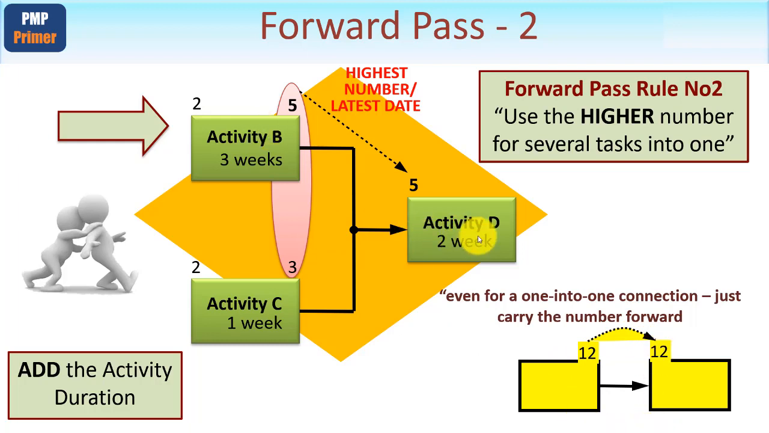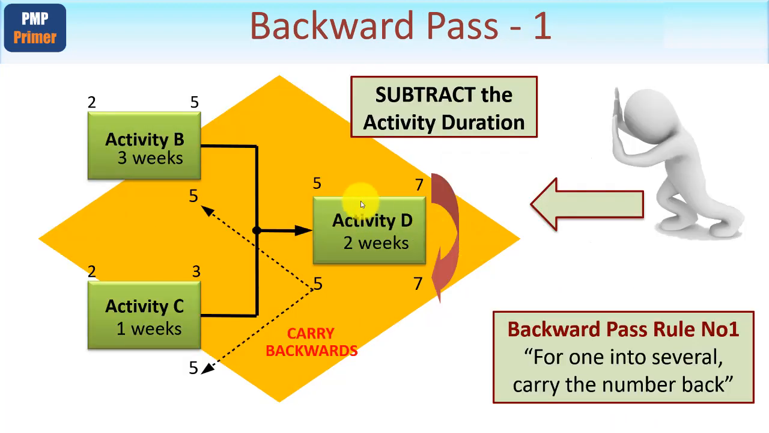So let me just add in the calculations for you. They're fairly straightforward. 5 plus 2 is 7, okay? This is now the end of the forward pass in this simple example. When we go back, we now subtract the activity durations, and we'll use one of 2 rules, and that is for 1 into several, carry the number back. Now first, watch this carefully. As this is the last task, you take whatever number is here and you stick it down there. That's all you have to do.